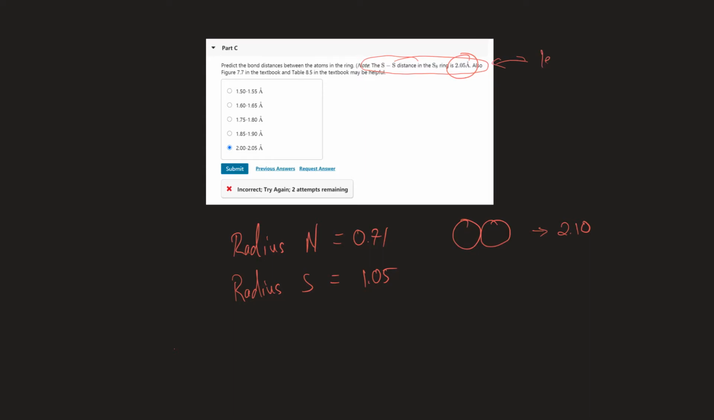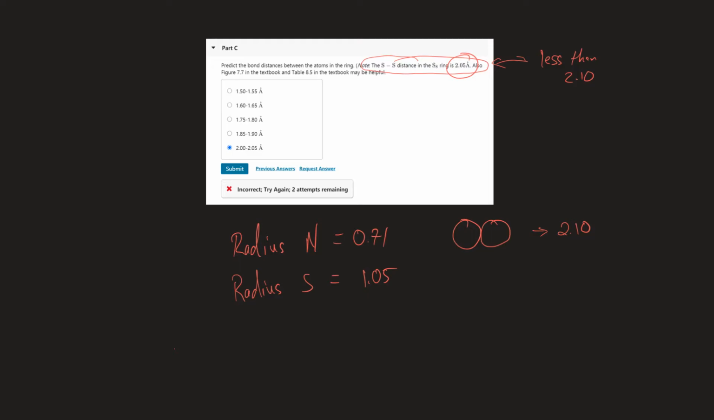This is less than 2.10. So I guess what you need to assume from that is that all bond lengths will be slightly less than the radius of each atom. Right, we're simply using the radius as an approximation.